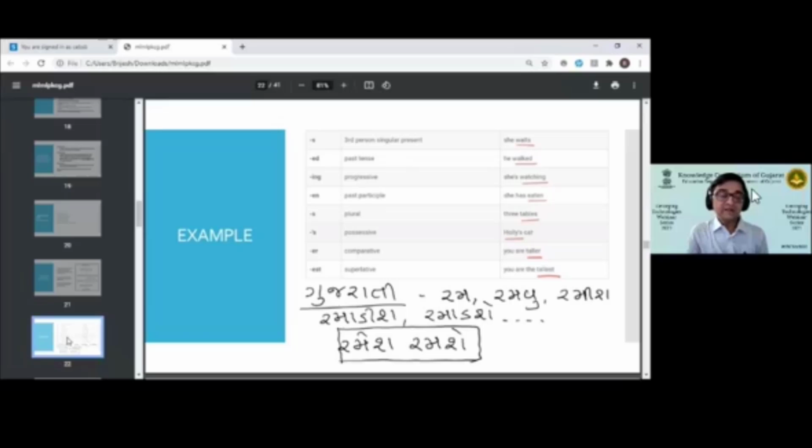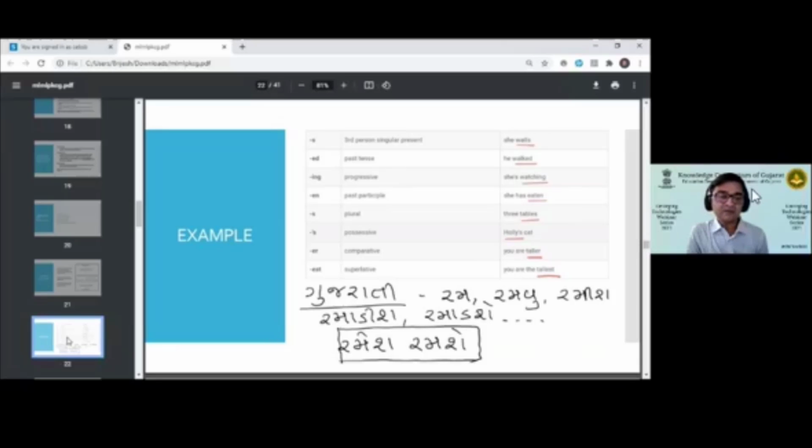And we will see morph analysis and part of speech tagging as separate problems in this talk. But also notice that usually they go hand in hand, and there are many approaches where both are solved together. So S is a plural marker: tables. Then possessive marker: the cat's, apostrophe S. ER, comparative: you are taller. Superlative, EST: you are the tallest.